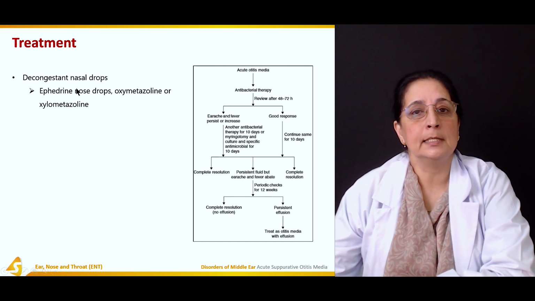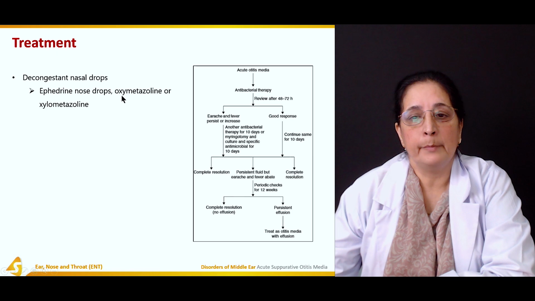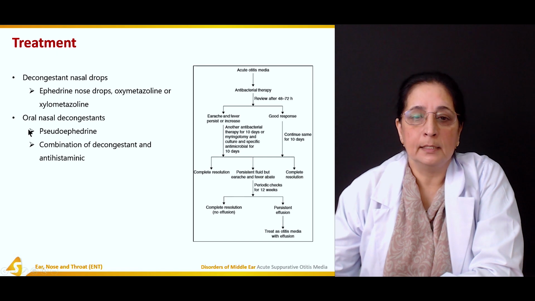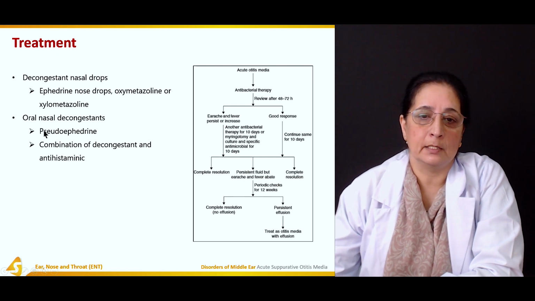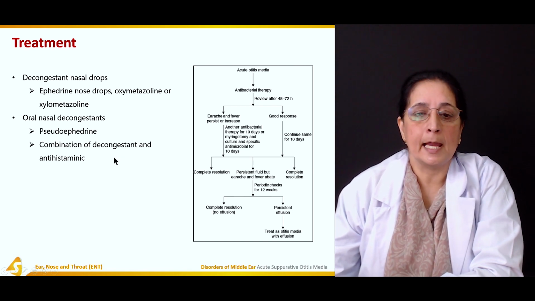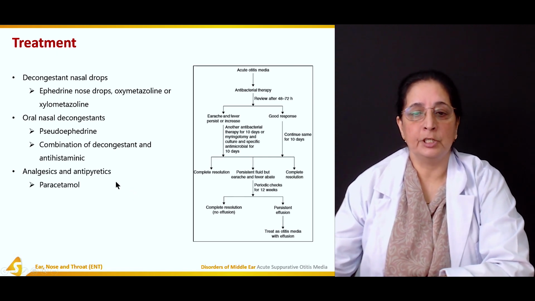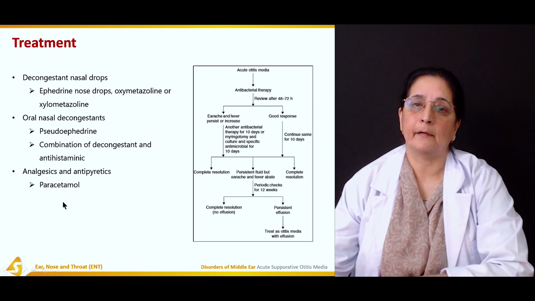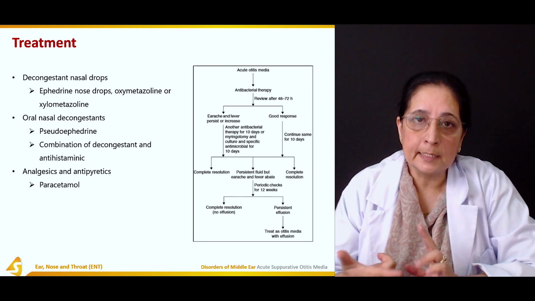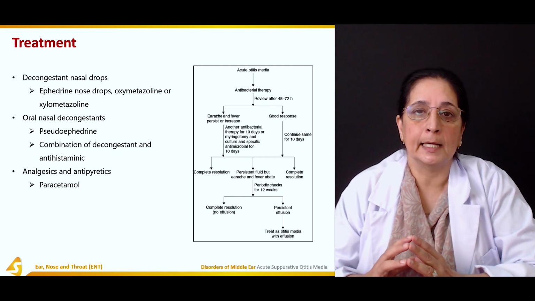So decongestant nasal drops, which include ephedrine nose drops, oxymetazoline or xylometazoline. Then we can try some oral nasal decongestants, which are pseudoephedrine and a combination of decongestant and antihistamines. And if there is fever, analgesics and antipyretics like paracetamol. So all these decongestants are tried. We can use nasal decongestants. We can try oral decongestants along with antihistamines.